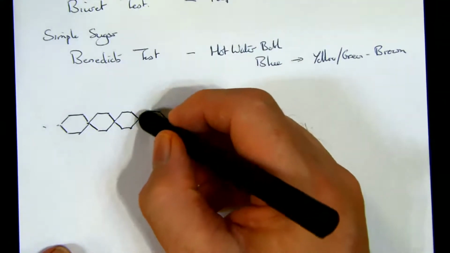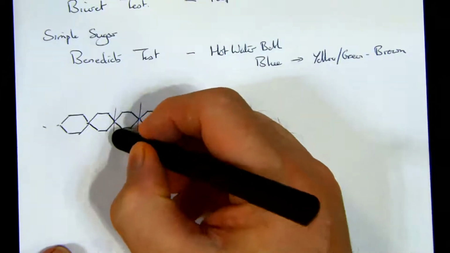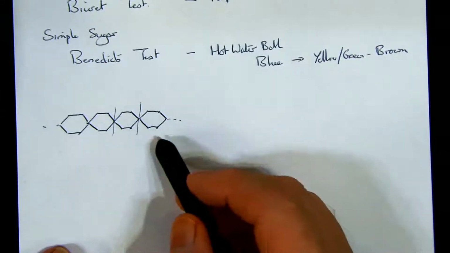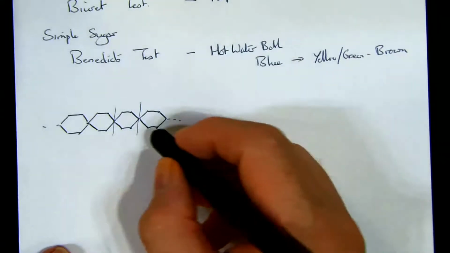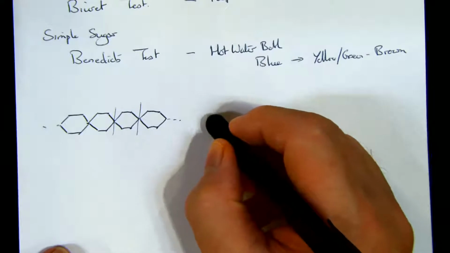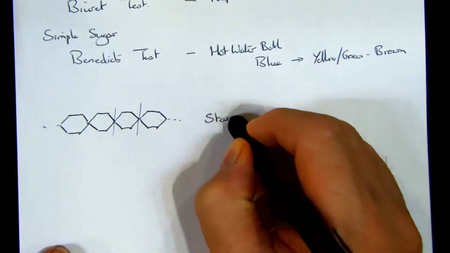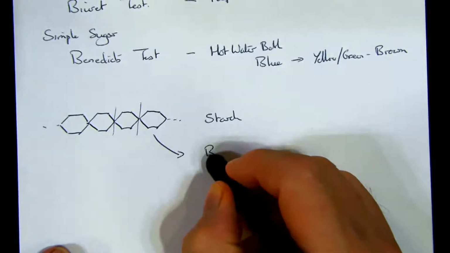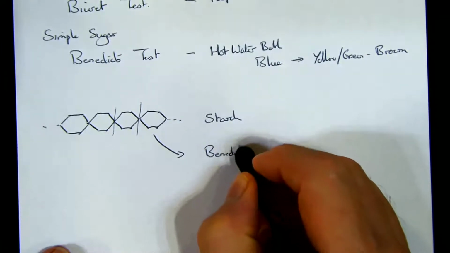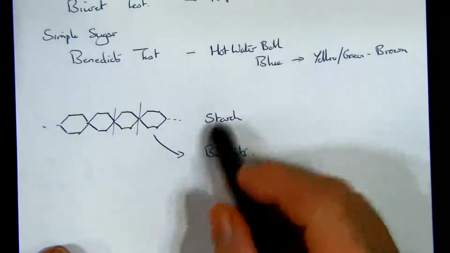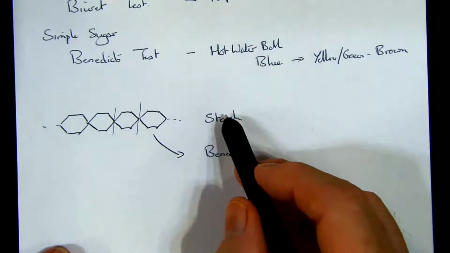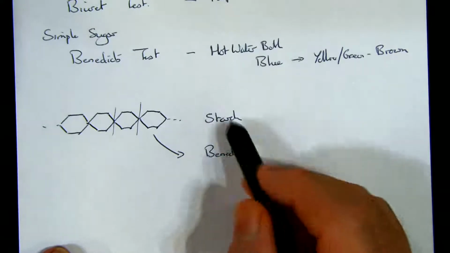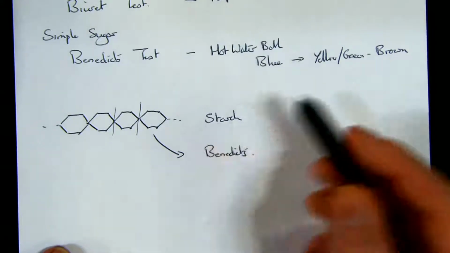But if we can chop these up, and this is how it's found in some plants, then we can do a different test. So this is our starch test, but if we break them up, this is the Benedict's test. And in some foods, we're going to have starch, some we're going to have simple sugars, and some of them, of course, we're going to have both.